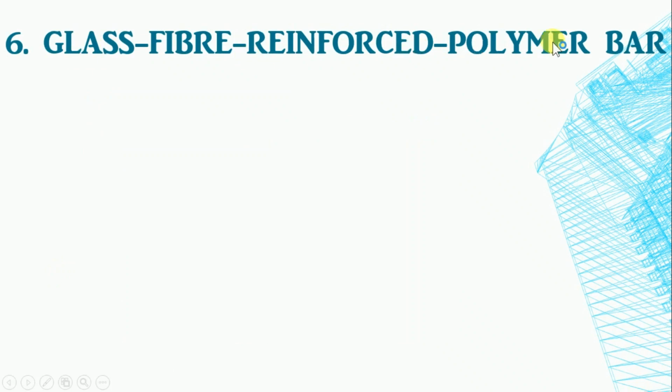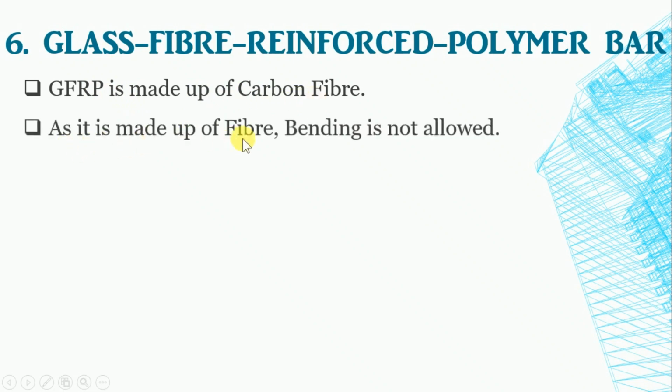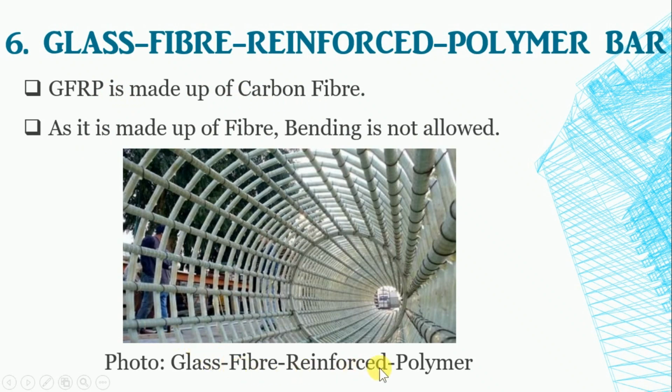Glass fiber reinforced polymer rebar. Glass fiber reinforced polymer rebar is made of fiber. As it is made of fiber, bending is not allowed. It is very resistant to corrosion and costly when compared to other rebars.